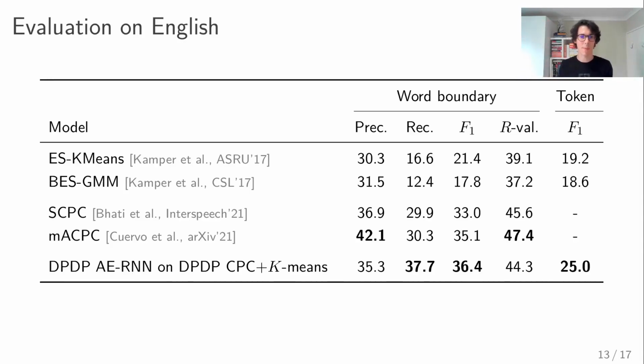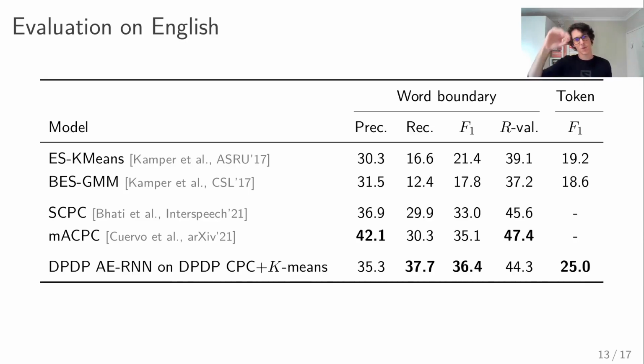So the bottom there, that's the proposed chained approach where you use CPC with a k-means clustering model to discover acoustic units. And then on top of that, we use the DPDP AE-RNN to then discover something like words. The two models above that, the segmental CPC and then the multi-level aligned CPC models, you can see that their scores are pretty good. In fact, the multi-level aligned CPC model gives the best precision and R value, while the chained approach gets slightly better recall and F1 scores. So it seems that the DPDP chained approach is competitive to these state-of-the-art word segmentation models.